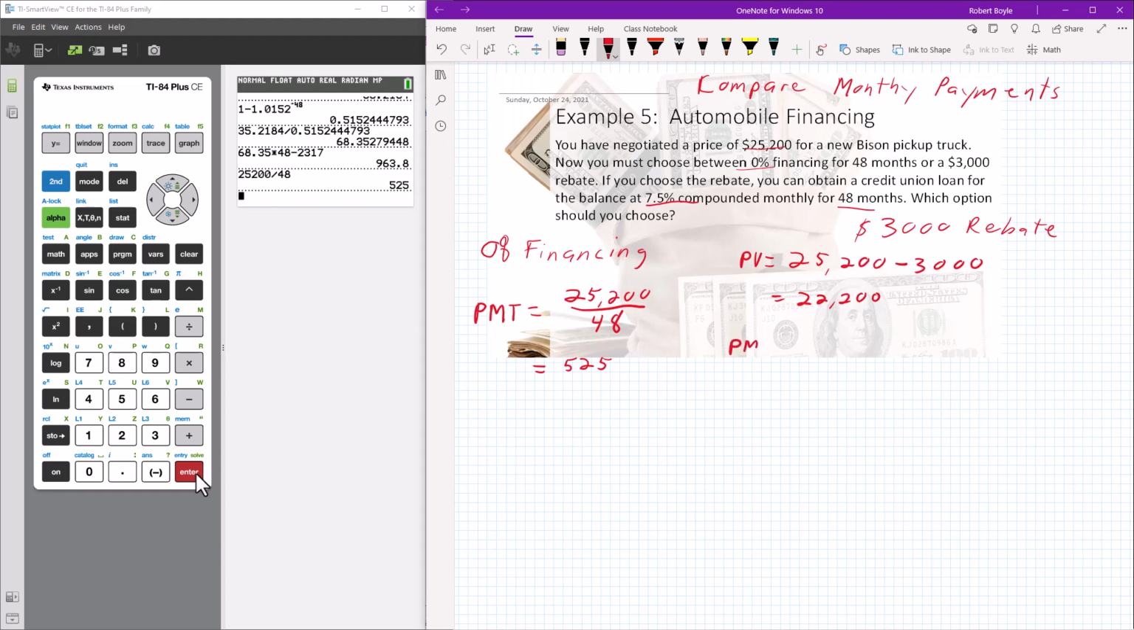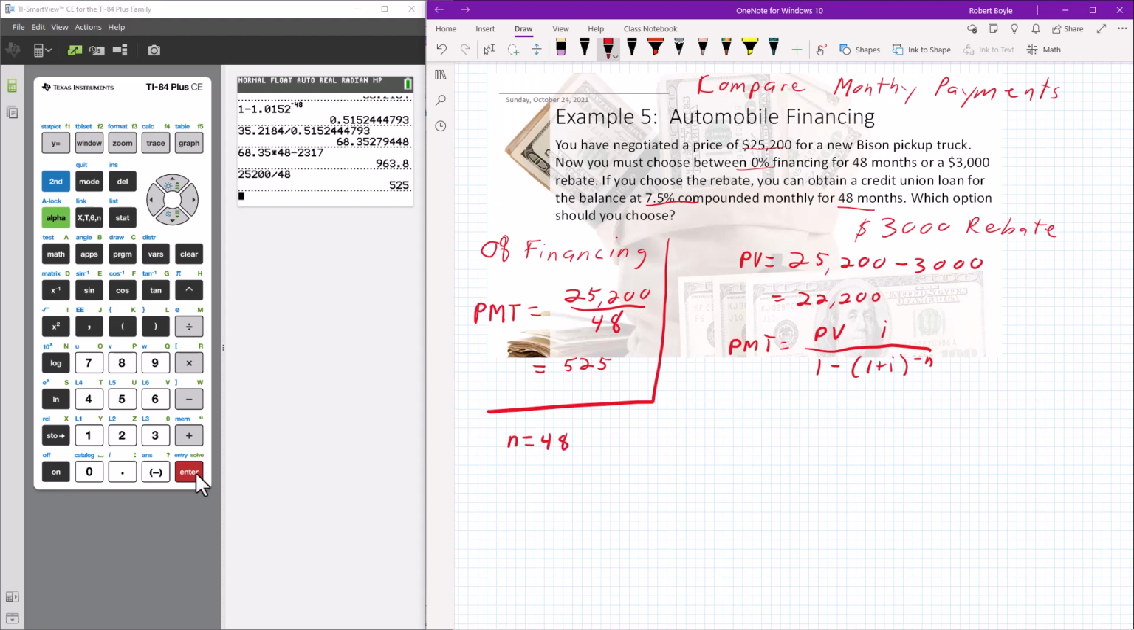Your payment will be equal to your present value times I divided by 1 minus the quantity 1 plus I raised to the negative n power. Okay? Now, what we need to do is figure out what I and n are. Well, we're making monthly payments for 48 months, so that basically means that n is equal to 48.